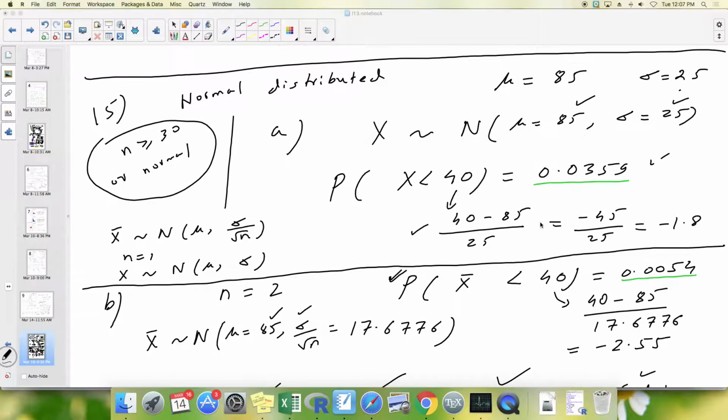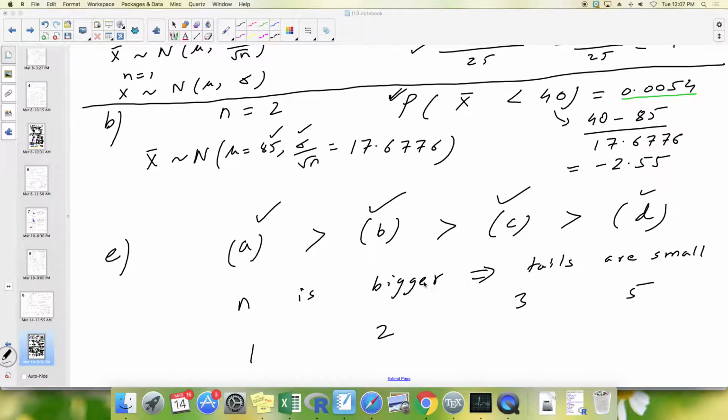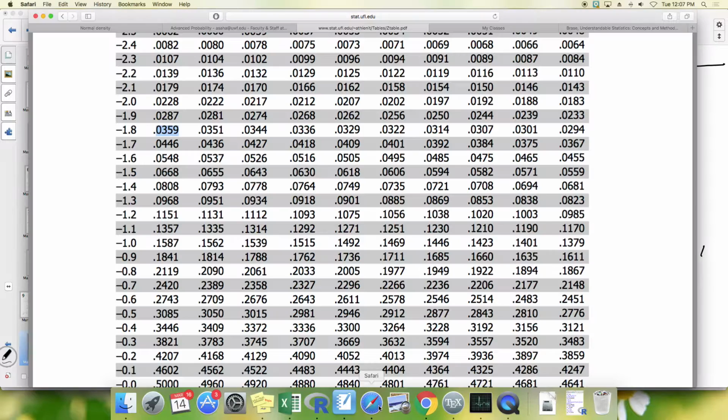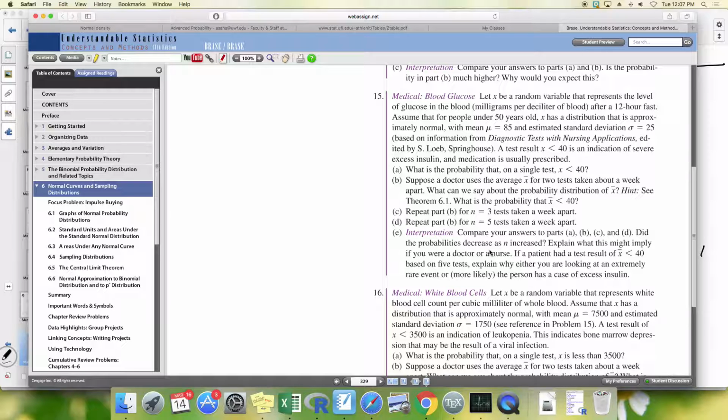You can continue doing these things. That's fun, but let me go to the question. For part B, it's n equals 2. For part C, it's n equals 3. For part D, it's n equals 5. I haven't done part C or part D, but if you want to, you can do it. The interesting part is question E.